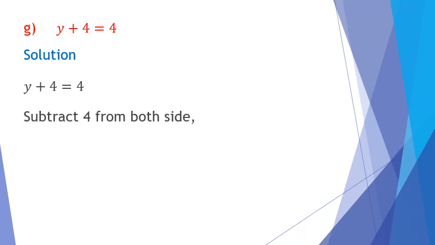Next, G. y plus 4 equal to 4. So to remove 4 from LHS, you can subtract 4 from both sides. So subtract 4 from both sides, we get y plus 4 minus 4 equal to 4 minus 4. 4 and minus 4 cancelled. So y equal to 0.